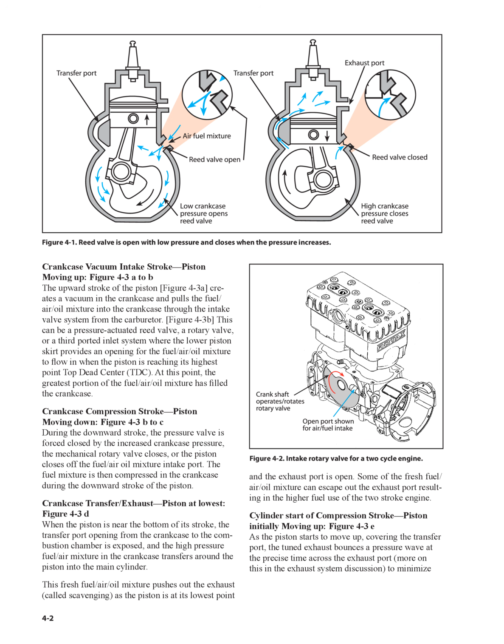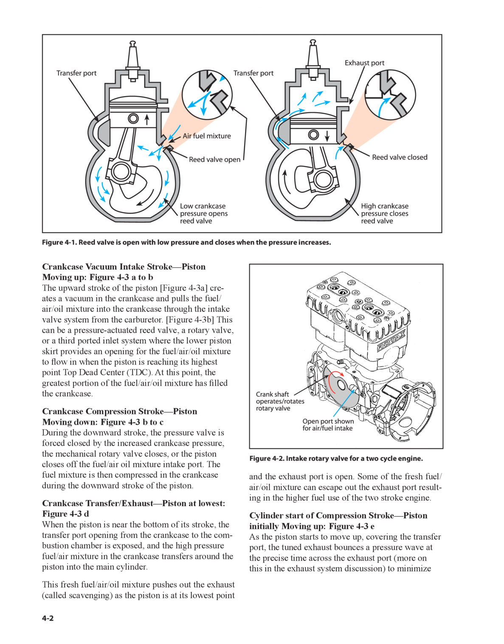Crankcase compression stroke, piston moving down, Figure 4.3b to c. During the downward stroke, the pressure valve is forced closed by the increased crankcase pressure. The mechanical rotary valve closes, or the piston closes off the fuel/air/oil mixture intake port. The fuel mixture is then compressed in the crankcase during the downward stroke of the piston.